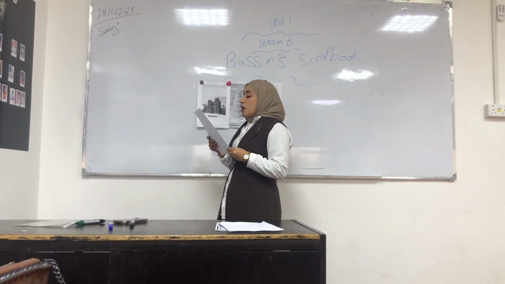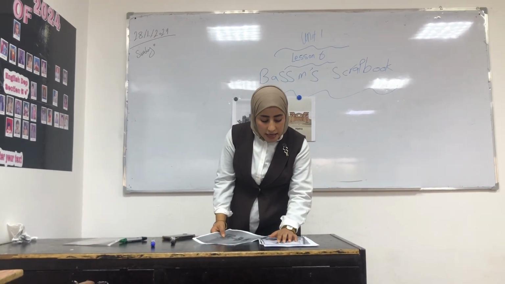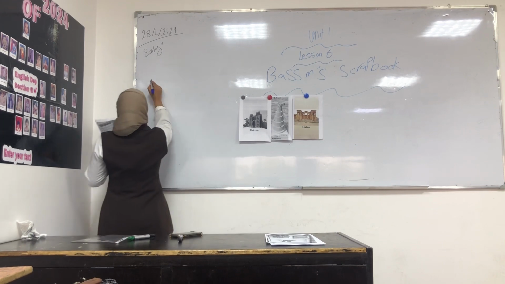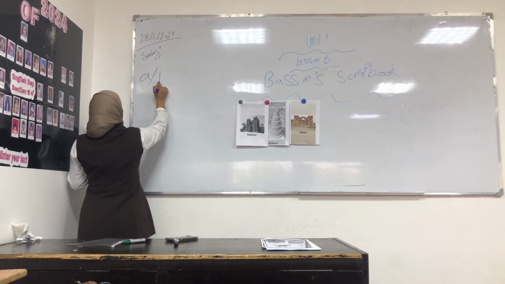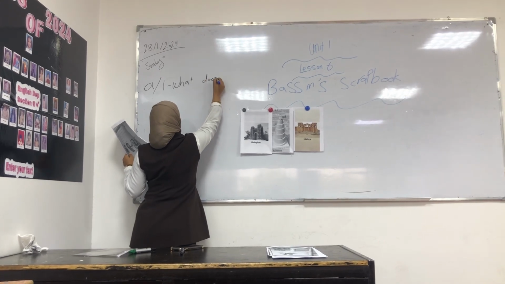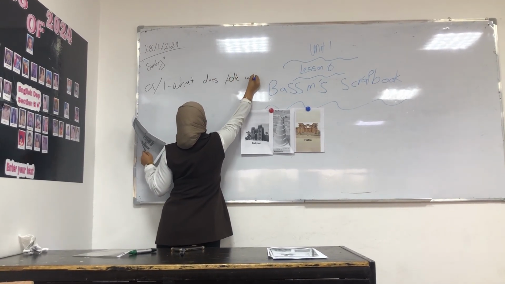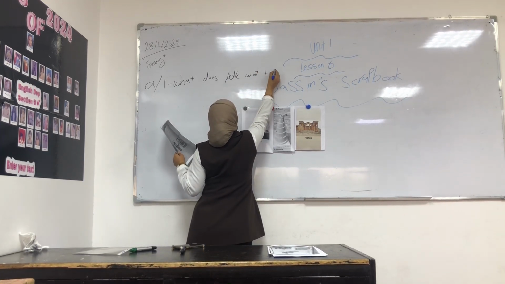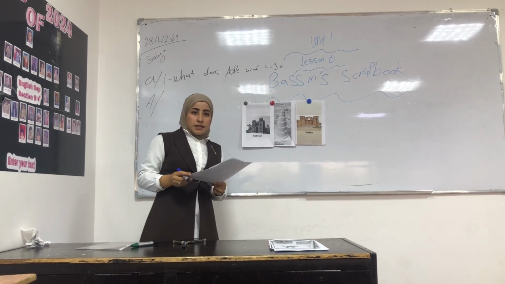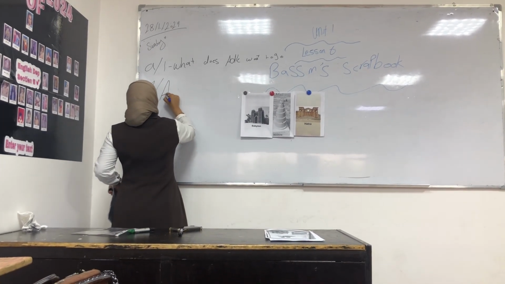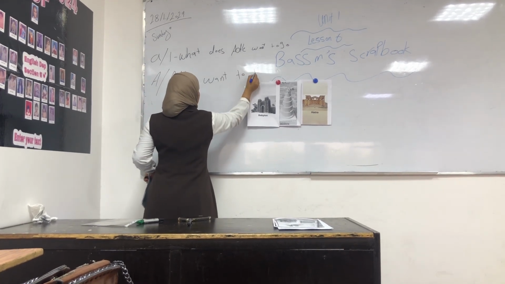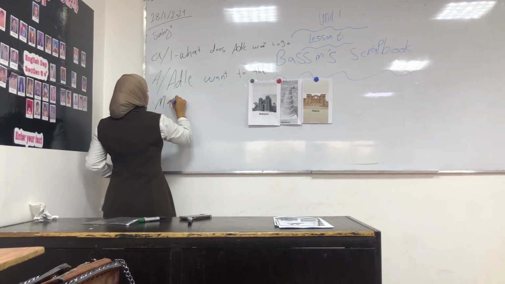The first one, as we read in the conversation, Adel asked Basim to go to the mall. So I will write the answer to the first question, which is where does Adel want to go? The answer is he wants to go to the mall. He asked Basim to go to the mall. Okay, so we should say Adel wants to go to the mall.